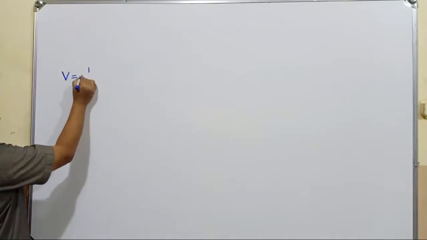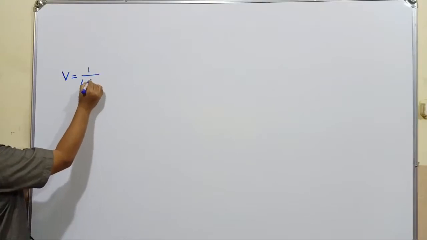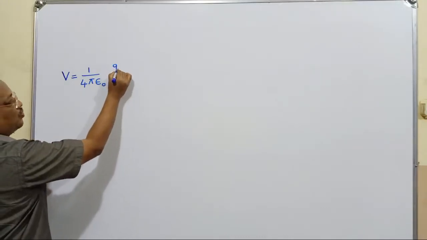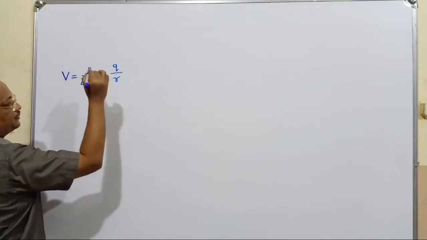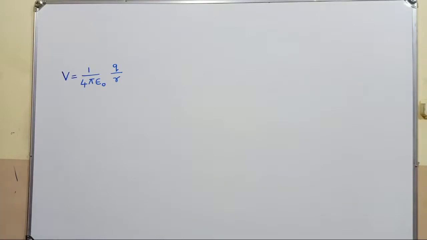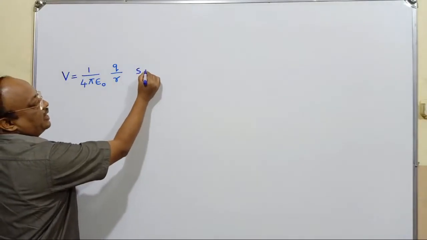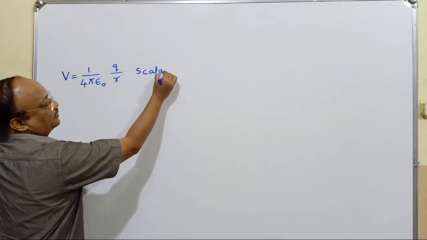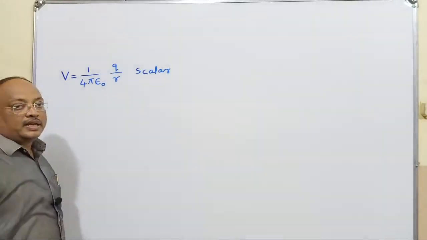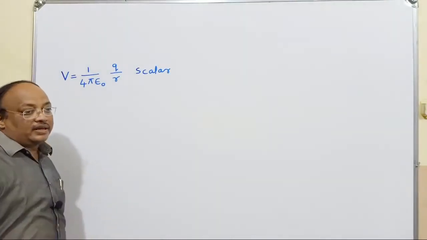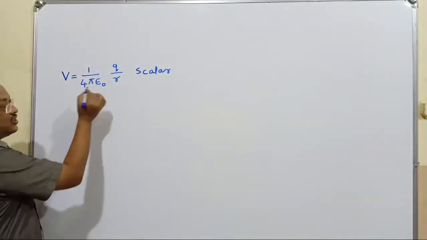It is 1 by 4 pi epsilon naught q by r. So this electric potential is a scalar quantity. It is a scalar quantity. So this is for a single charge.